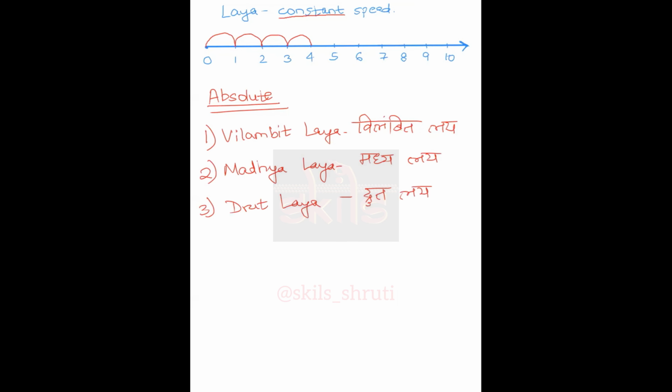What happens in Vilambit lay? Vilambit lay, as we know, is the slowest tempo. So when the tempo becomes slow or the speed becomes slow, it means that the distance between two beats is going to be more. So this is your 0. For example, this is your 1, this is your 2, this is your 3 and so on. So this will be your Vilambit lay.